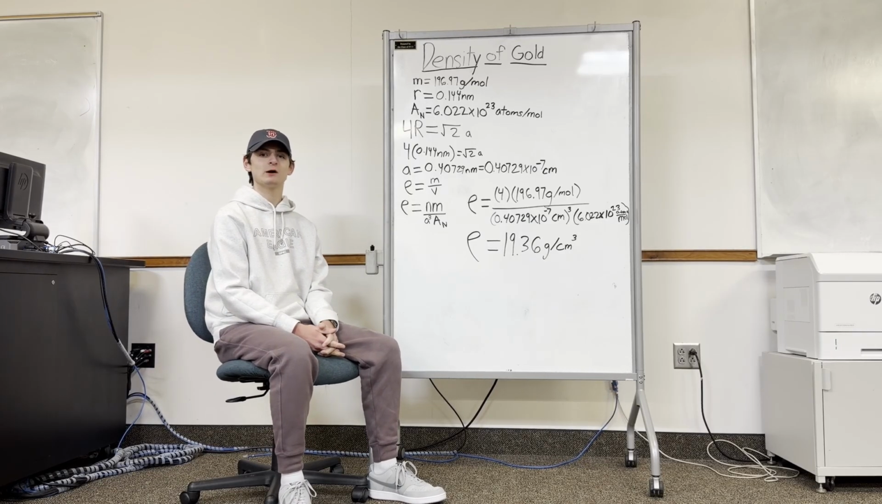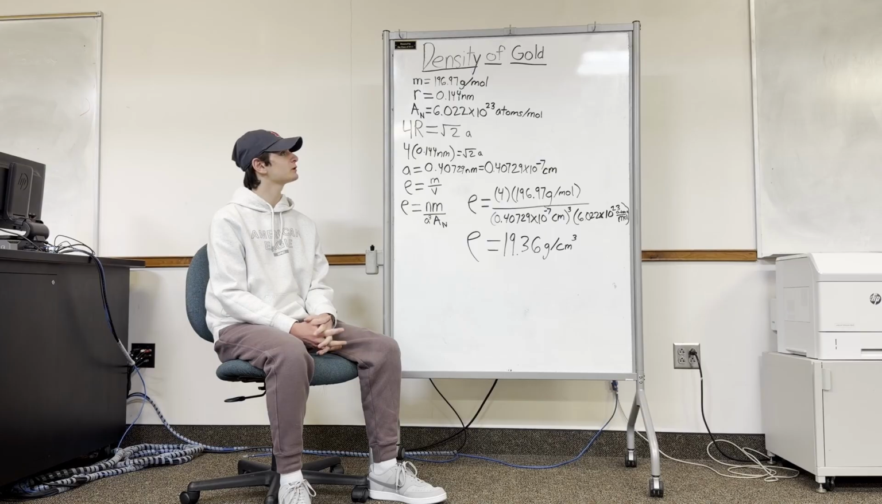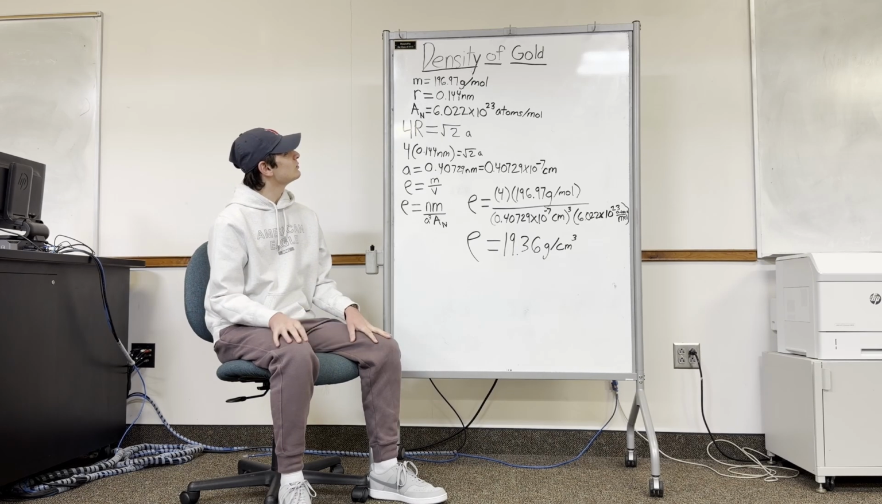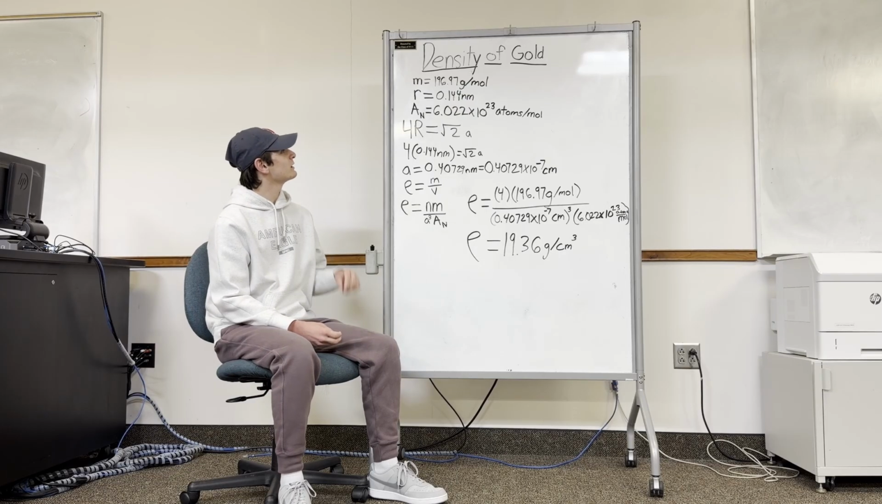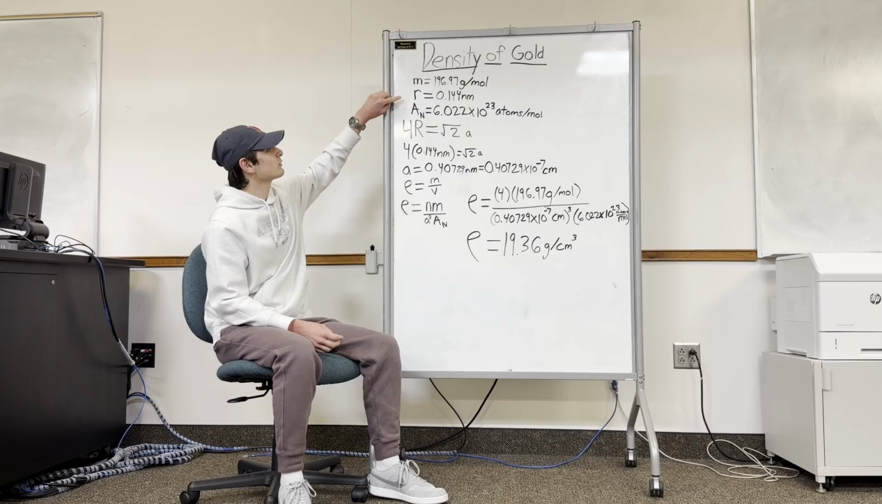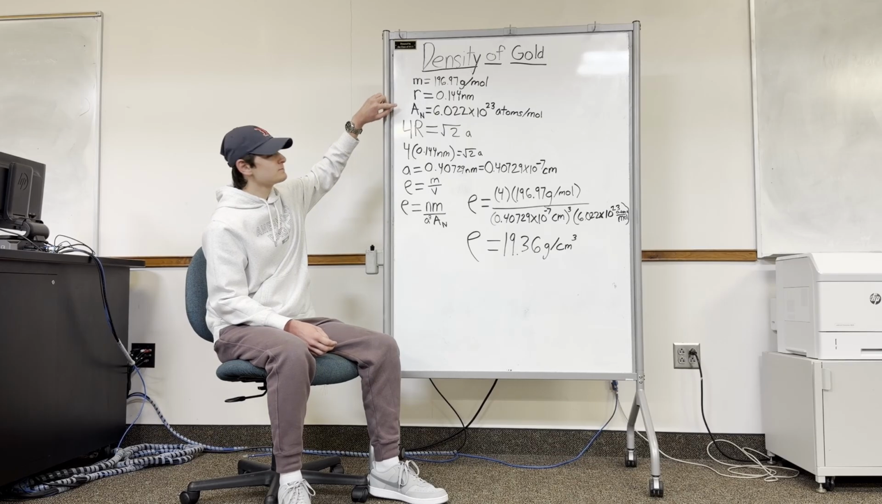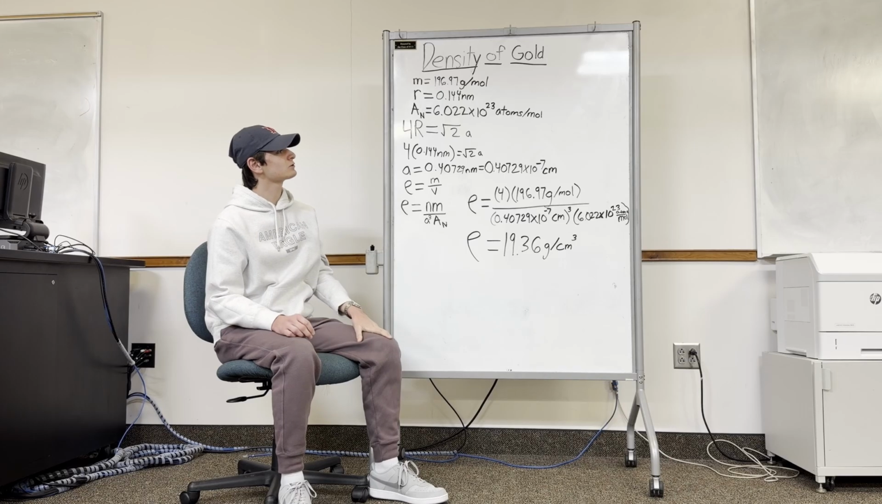My name is Caleb, and I will be going over question 4 of Project 6, in which I will demonstrate how to find the density of gold and silver in an FCC structure. For the density of gold, we have the mass of 196.97 grams per mole. We have a radius of 0.144 nanometers, and Avogadro's number, which is 6.022 times 10 to the 23rd atoms per mole.